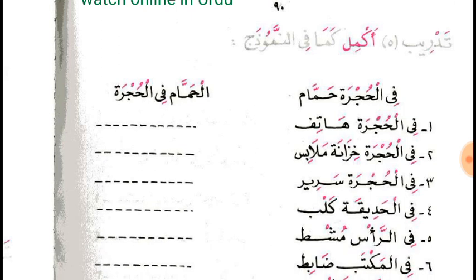First, we have a sentence: fil hujrati hamam, in the apartment bathroom. Then al-hamamu fil hujrati, the bathroom is in the apartment. So this is a little difference between both sentences. Fil hujrati hamamun, in the apartment is bathroom. Then we have the bathroom is in the apartment.